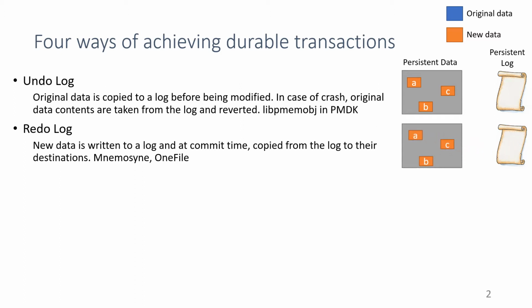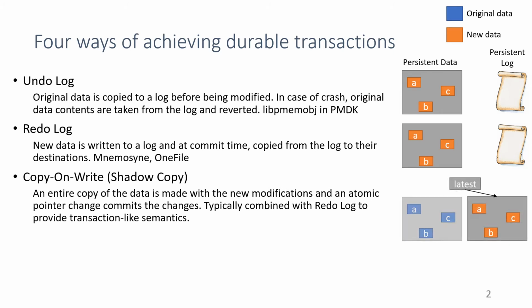In redo log, you also have a persistent log, but it works the other way around. First, you do the modifications on the persistent log, and at the end of the transaction, you reapply those modifications over the original data. All of this has to be made with fences at the right place. Examples of this technique are Mnemosyne and OneFile.